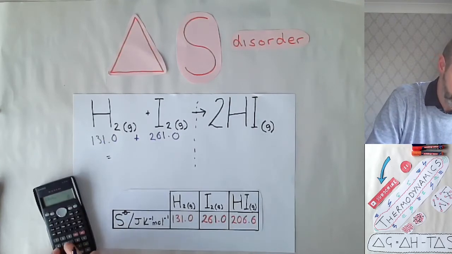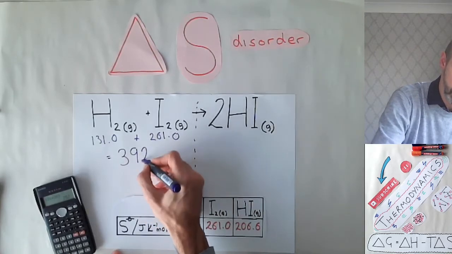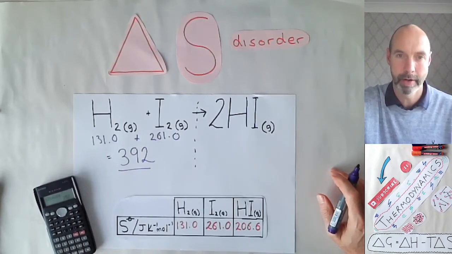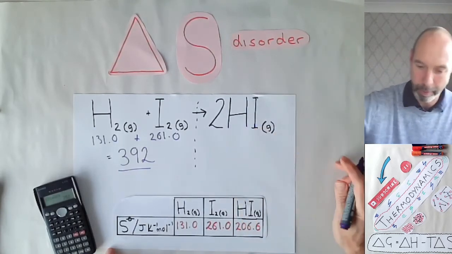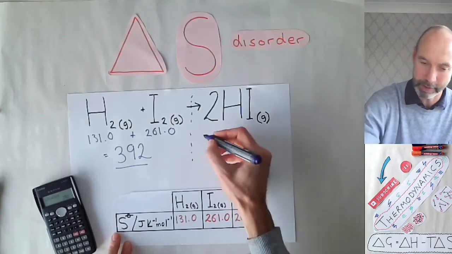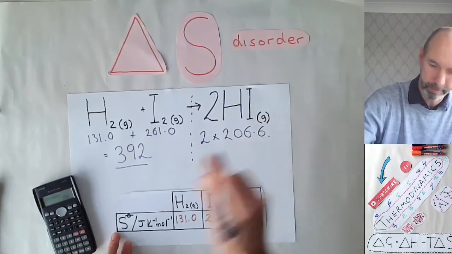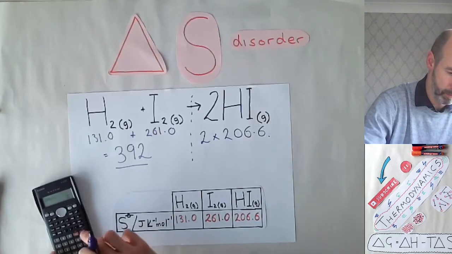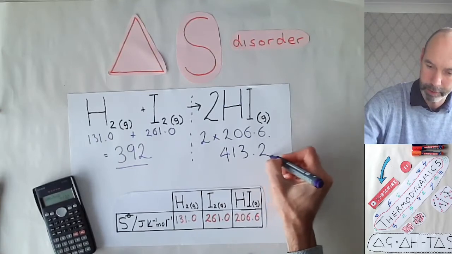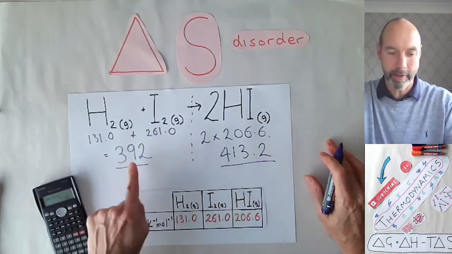131 plus 261, so the entropy of the reactants is 392 joules per Kelvin per mole. And for our products, we've got 2 moles of HI. We can see 1 mole of HI is 206.6, so we've got 2 times 206.6, which is 413.2. So we can see here that the entropy of our products is greater than the entropy of the reactants.